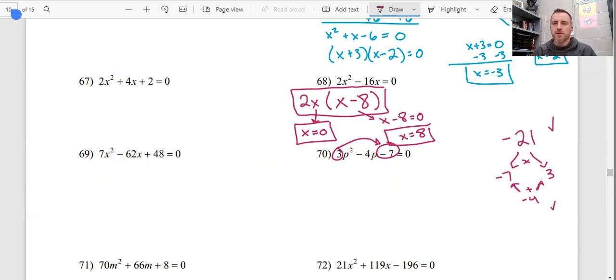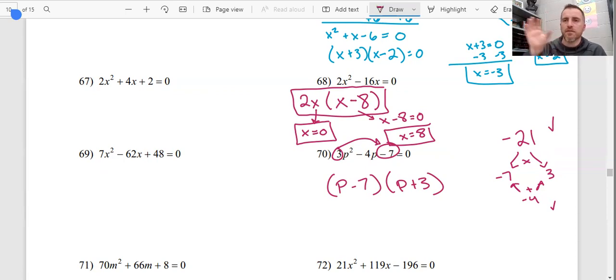That way you know for sure when you bring them back over here that you've got the right factors. So P minus 7 times P plus 3, same way as we have before. However, you might notice right here that P times P doesn't equal 3P squared, which is what we started with. And negative 7 times 3 doesn't equal negative 7, which is what we started with. Why not? Well, because if you remember at the beginning, we got these factors by multiplying negative 7, the last number, by 3. So our factors multiply to something that's 3 times too big.